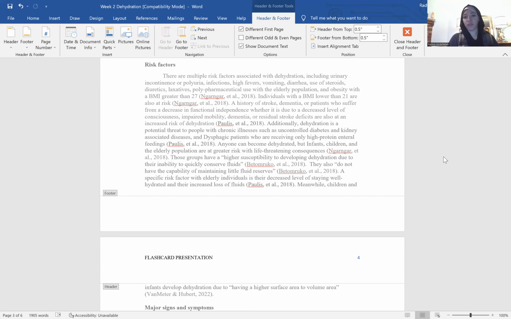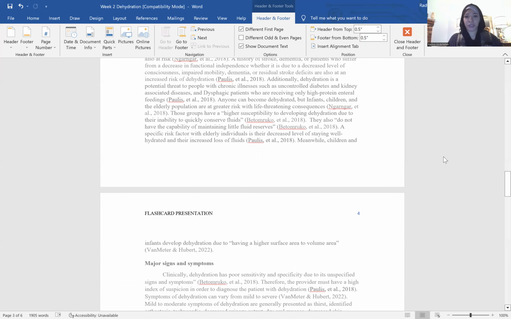dependence, whether it's due to a decreased level of consciousness, impaired mobility, dementia, or residual stroke deficits, can also increase the risk of dehydration. Additionally, dehydration is a potential threat to people with chronic illnesses such as uncontrollable diabetes and kidney-associated diseases, and dysphagic patients who are receiving only high-protein enteral feedings.